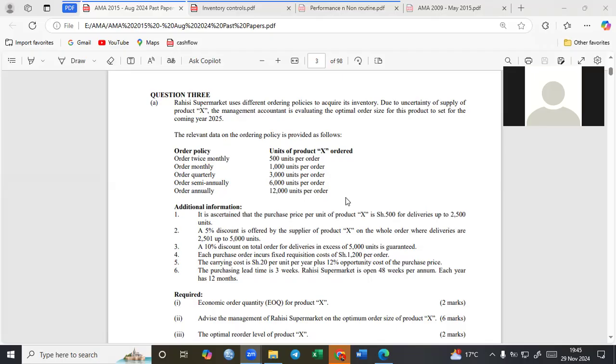Now what if you want to order semi-annually, for 6 months? 1000 times 6 is 6000. And if it is annually, 12 months, it is 12 times 1000, which is 12,000 units per year. That's it. So what's our D? 12,000.